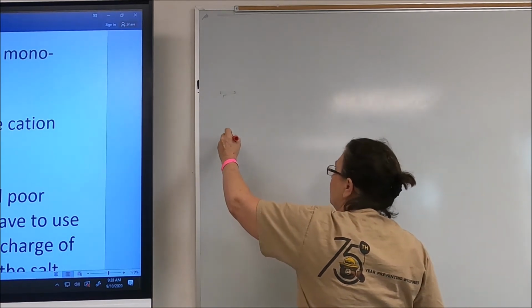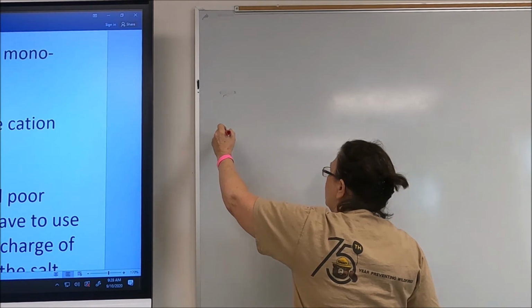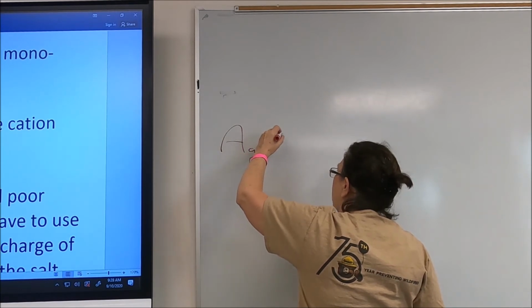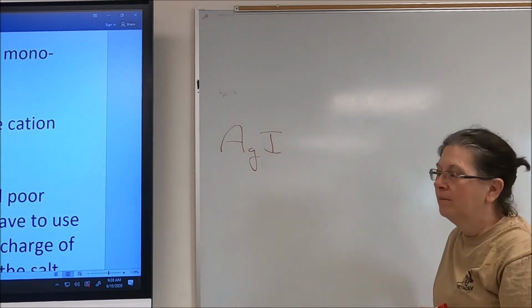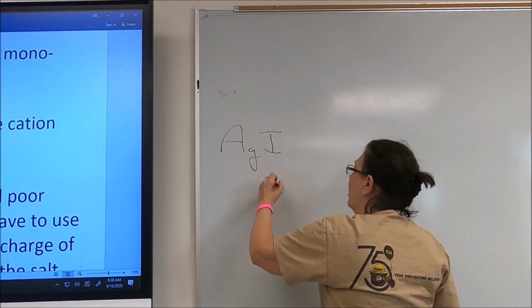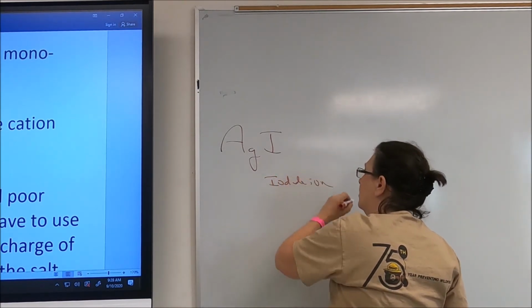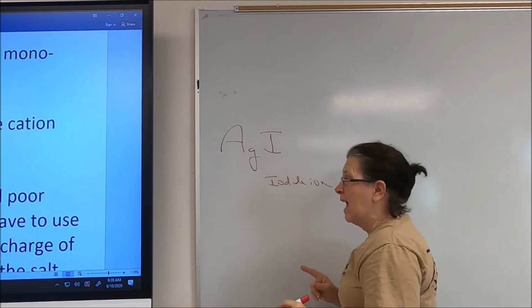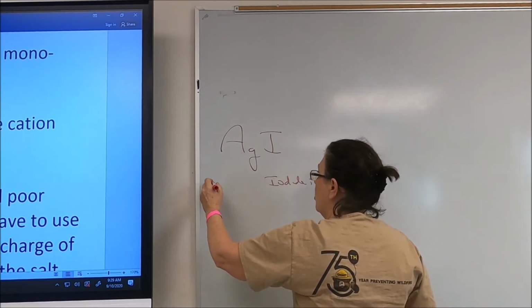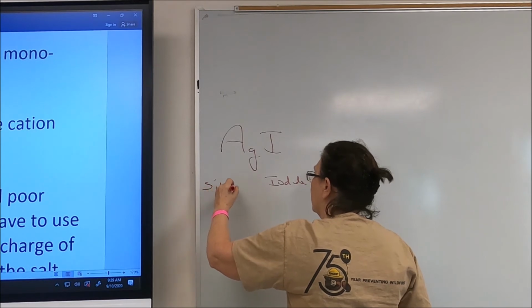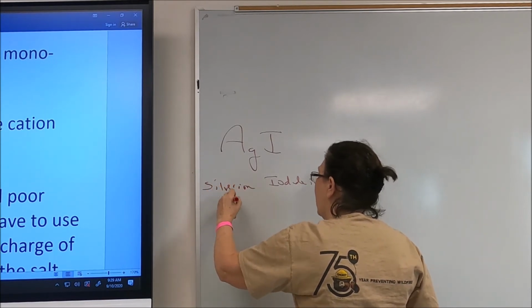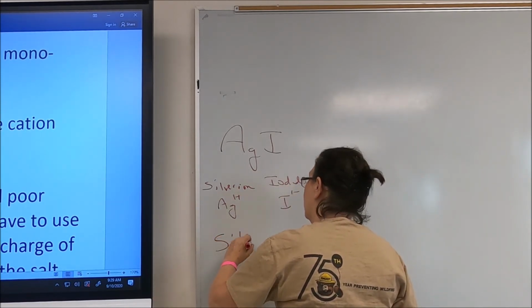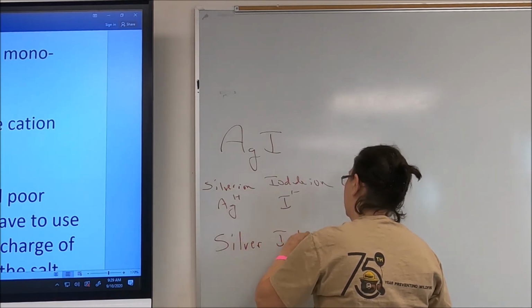Let's try this guy. Now, this is the iodine ion. Okay, and this is silver. Silver only has 1 charge state, so there's no Roman numeral that goes with it. It's the silver ion, that's Ag1 plus, and this is I1 minus. So this is silver iodide.